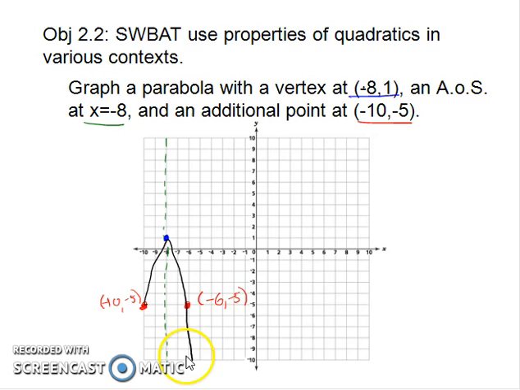And I drew my line to the end, or you could have drawn arrows at the side to show that it keeps going. And that is it. So we have used the property of symmetry to graph quadratic functions. So graph some parabolas.